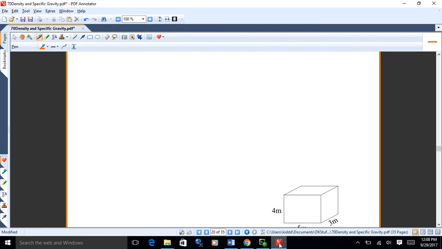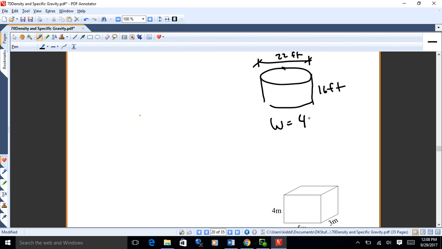All right, so we're just working on this problem here. So what do we got? We've got a tank, 22-foot radius or diameter, is that right? And then 16-foot height. And then the weight is 400,000. Okay, so that's what we got.